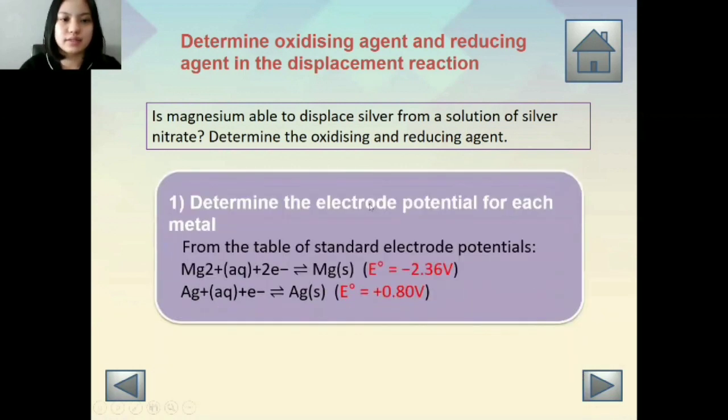Okay, step one, we need to determine the electrode potential for each metal. The E naught we can get from the table of standard electrode potentials. The E naught, this is negative and this is positive.